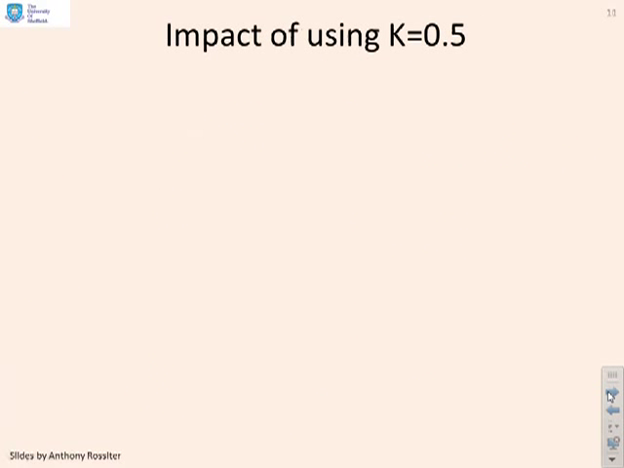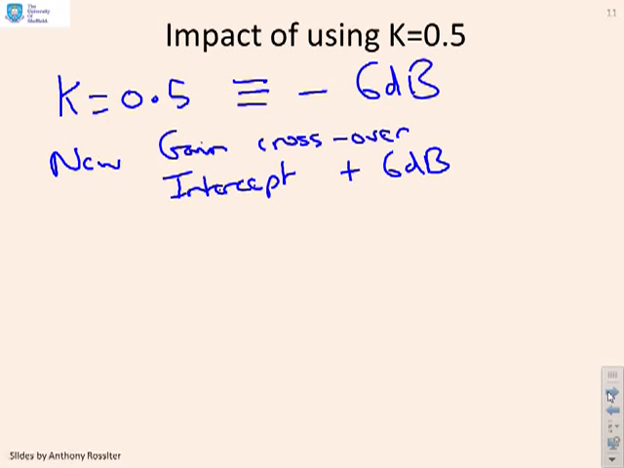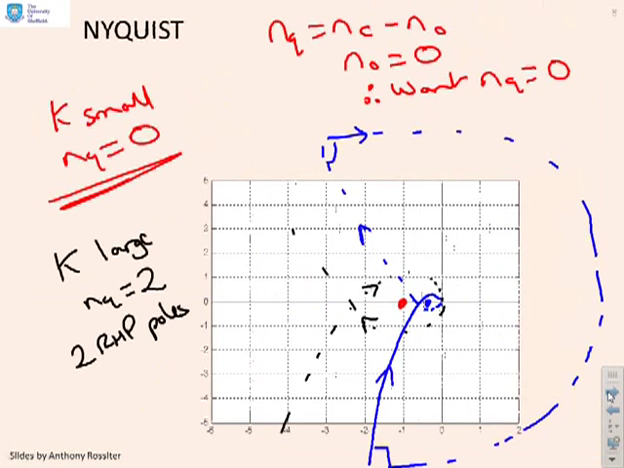Now, next we're asked to look at the impact of different compensators. What happens if we use k equals 0.5? So k equals 0.5 is equivalent to -6 decibels. And therefore, if we want the new gain crossover, we have to do the intercept of the original with +6 decibels. So let's do that and see what we get.